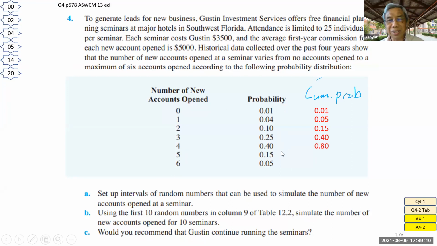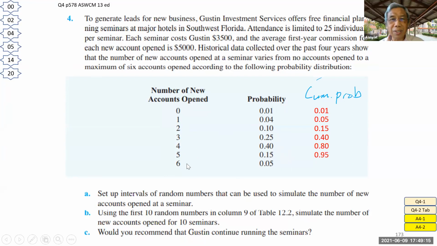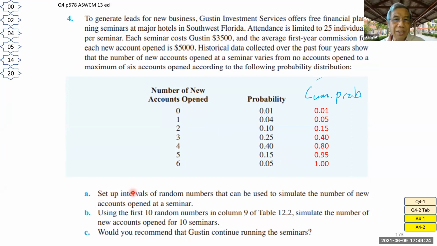5 or less? 0.95. Then 6? 1. So we already answered: set up intervals of random numbers that can be used to simulate the number of new accounts opened at a seminar. Then how are we going to simulate? Here, use the first 10 random numbers in column 9 of table 12.2. I will show afterwards. Simulate the number of new accounts opened for the 10 seminars.